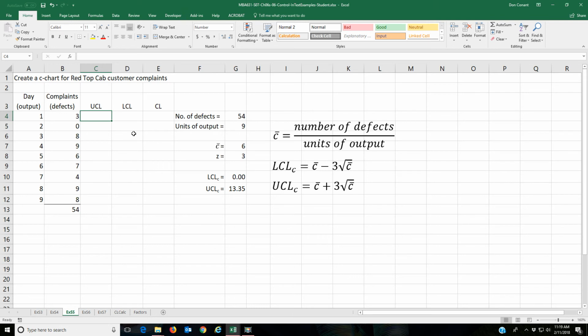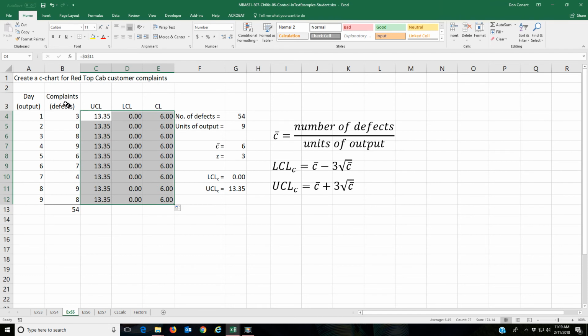My upper control limit is here. Make that absolute by pressing F4. My lower control limit is here. I'll make that absolute by pressing F4. The control limit is C bar, isn't it? I'll make that absolute by pressing F4. Now I can just copy these down.